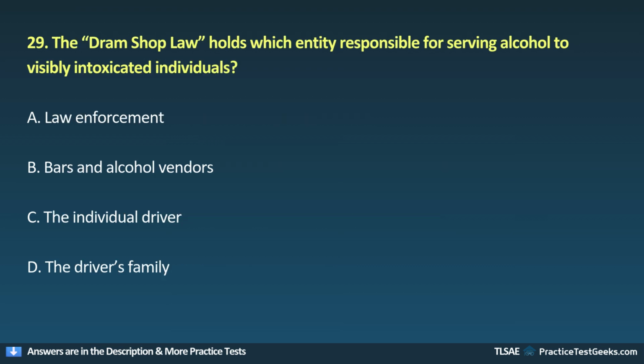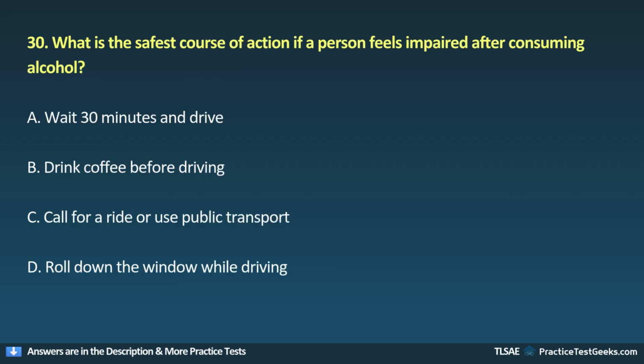29. The Dram Shop Law holds which entity responsible for serving alcohol to visibly intoxicated individuals? A. Law enforcement. B. Bars and alcohol vendors. C. The individual driver. D. The driver's family. 30. What is the safest course of action if a person feels impaired after consuming alcohol?